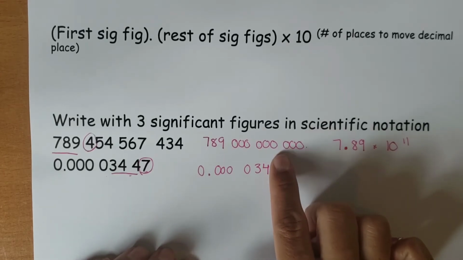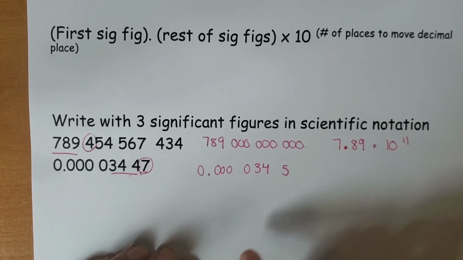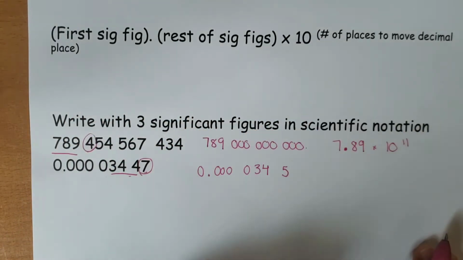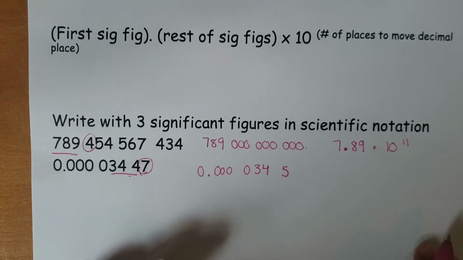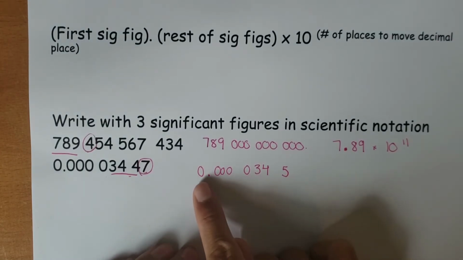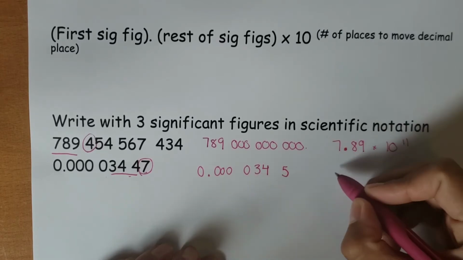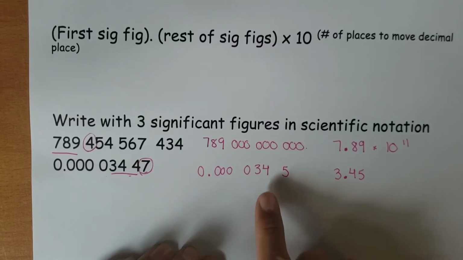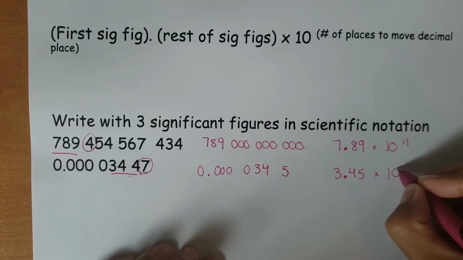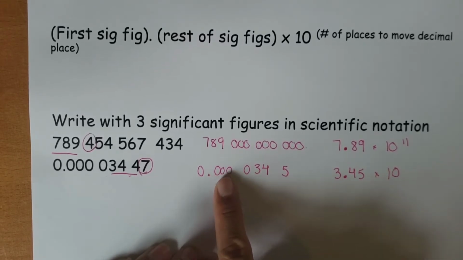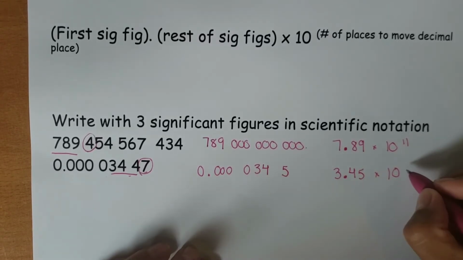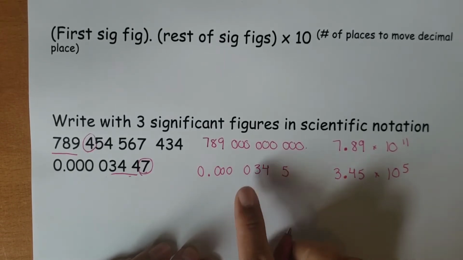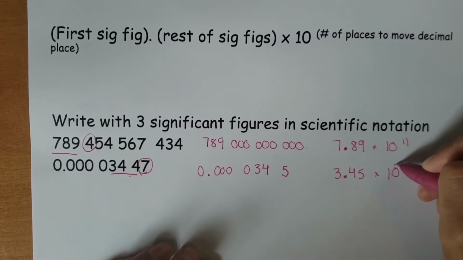because my number is greater than 1. Now in this example, we're going to do the same thing, but our decimal is to the left of the number, so we're going to move it to the right until we get a number between 1 and 10. As I move it over, I get 3.45 and then times 10, and now I need to count how many spaces I moved it. 3, 4, 5. So this is to the 5th power, but since this number is less than 1, it's a small number, its exponent is negative.